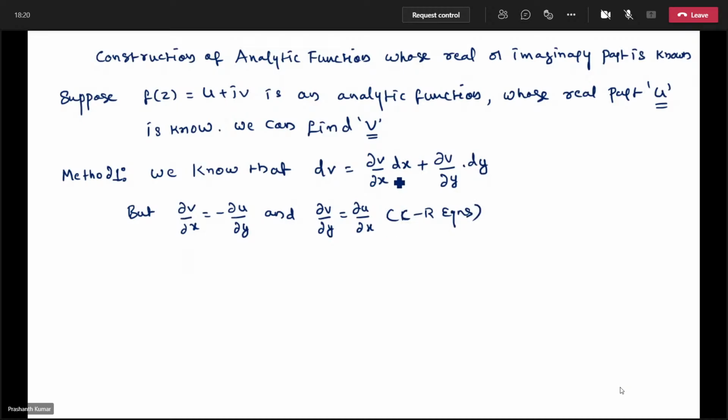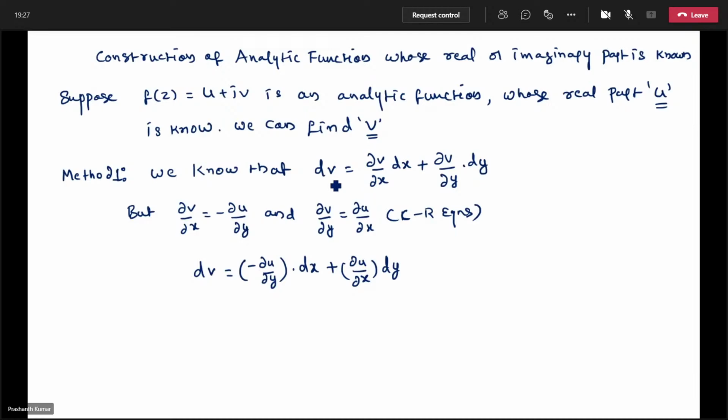Using these two equations, we will change this total derivative. Dou v by dou x is equal to minus dou u by dou y, and dou v by dou y is equal to dou u by dou x. I'm writing dou v by dou x like this because what we want to find is v, the function v, the imaginary part, using the real part.